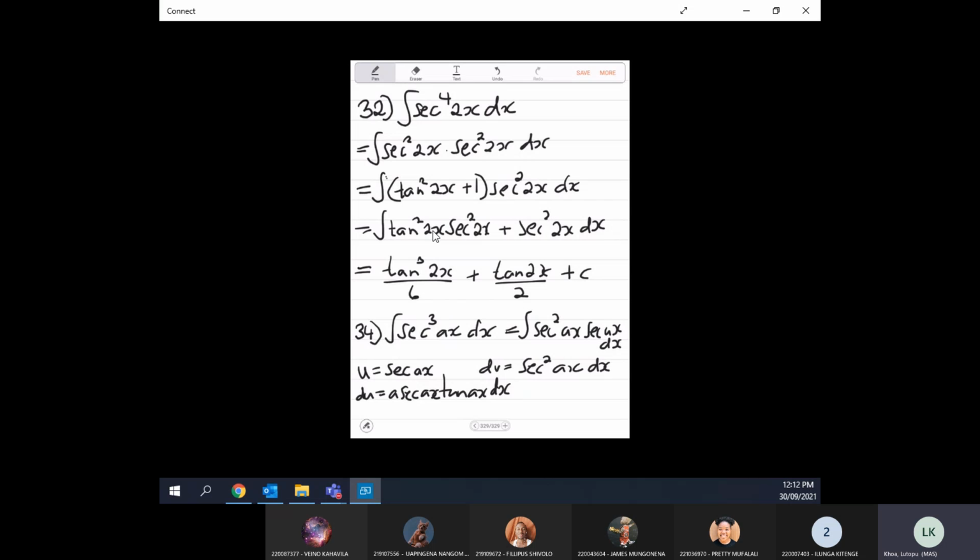Okay, so we have du there, then v. We have to integrate sec squared ax. The integral of sec squared of ax is tan of ax, and then we just divide by a. So we have tan of ax divided by a, or just 1 over a tan ax.